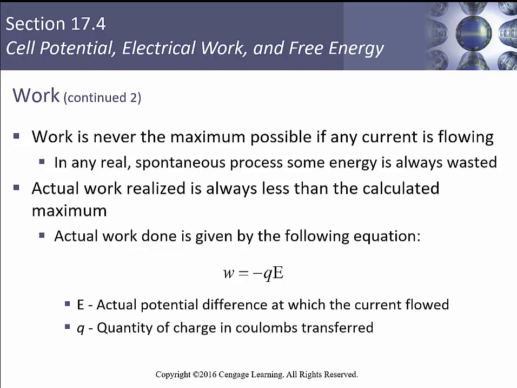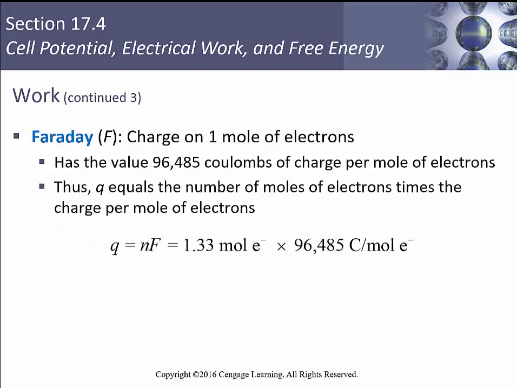But the actual work done is given by the following equation, where W is equal to Q times E, the actual potential difference at which the current is flowing, and Q, the quantity of charge in the coulombs transferred. So our Faraday, we said, was the charge on 1 mole of electrons. Its value is 96,485 coulombs per mole. So Q is going to be the number of moles of electrons times the charge per mole of electrons. So Q is going to be N times F, number of moles times Faraday's constant.